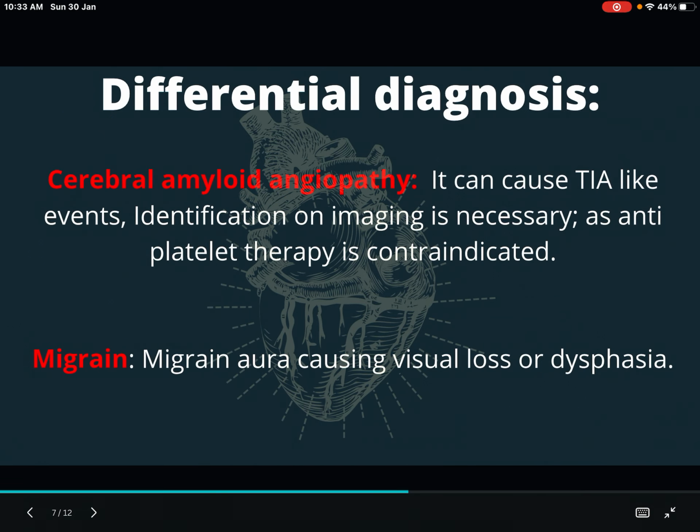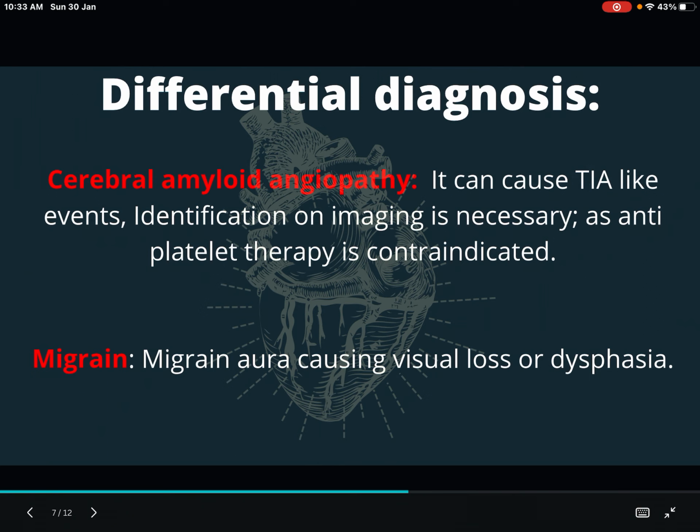So now coming to differential diagnosis, cerebral amyloid angiopathy. It is one of the most important points that you have to keep in mind, because it can cause transient ischemic attack-like events. And the identification on imaging is very necessary in this condition, because here the antiplatelet therapy is contraindicated. The mainstay treatment of transient ischemic attack is antiplatelet therapy. But in cerebral amyloid angiopathy, it is contraindicated. So we have to be very careful while ruling out this condition. So it is one of the most important differential diagnoses.